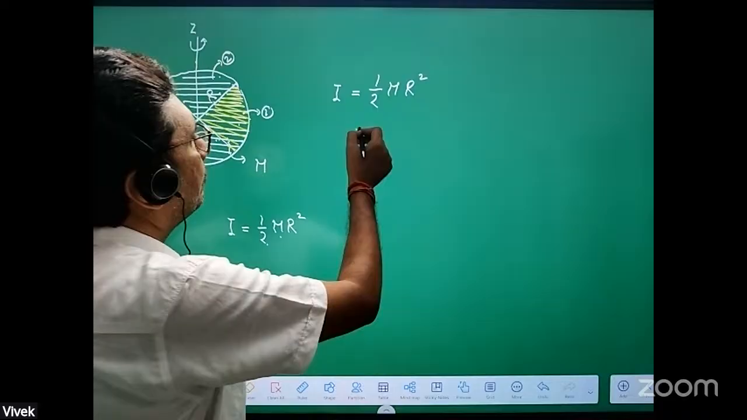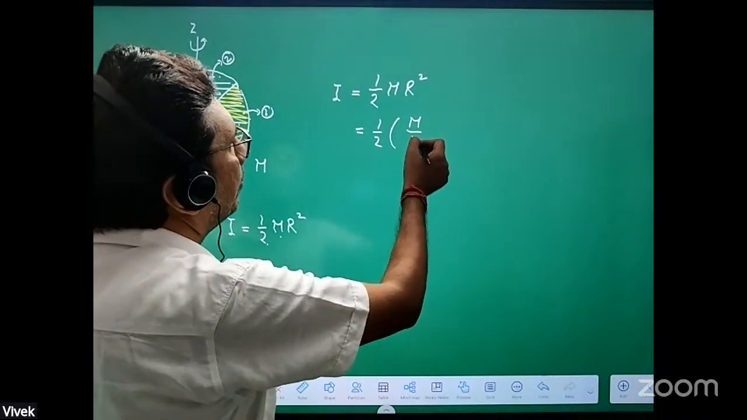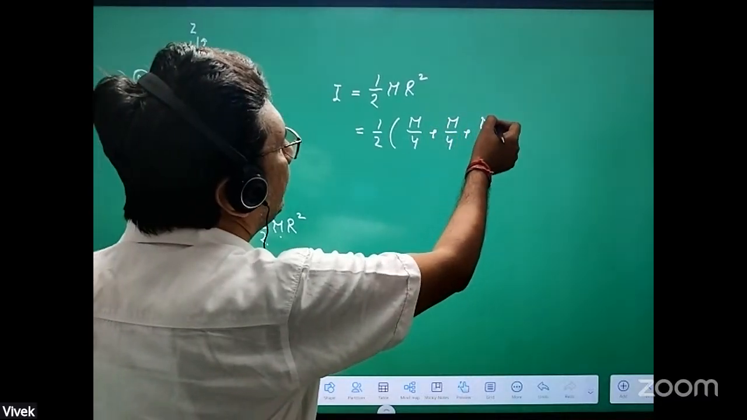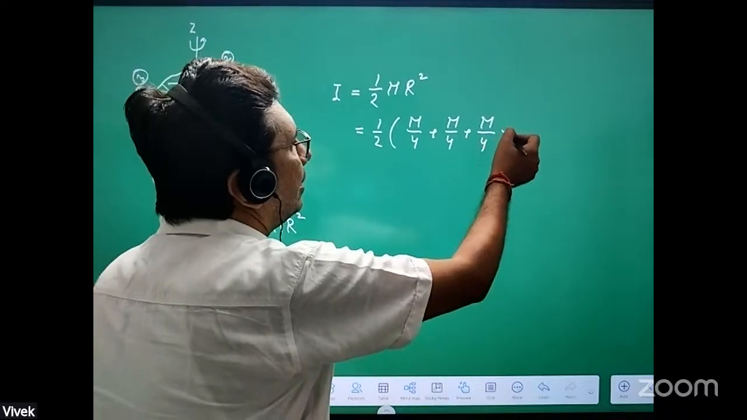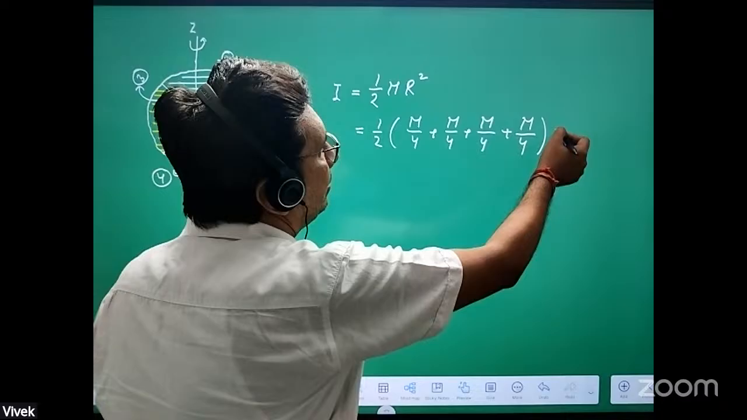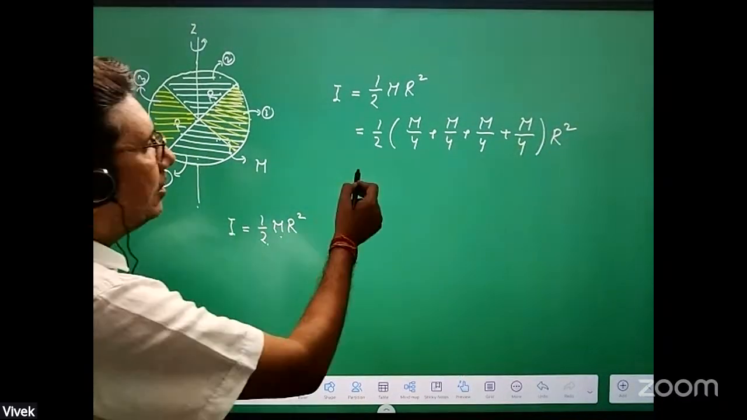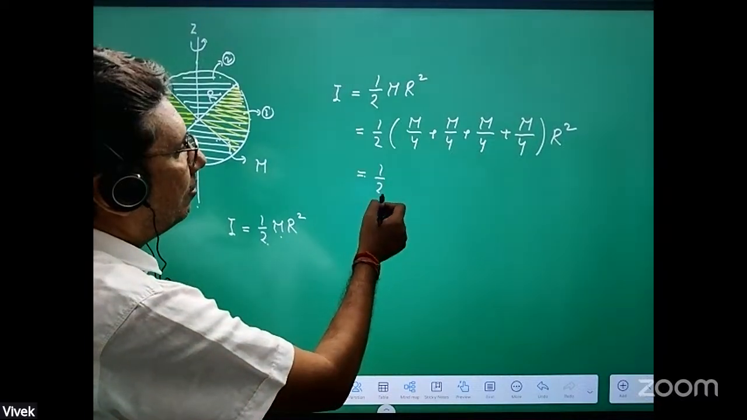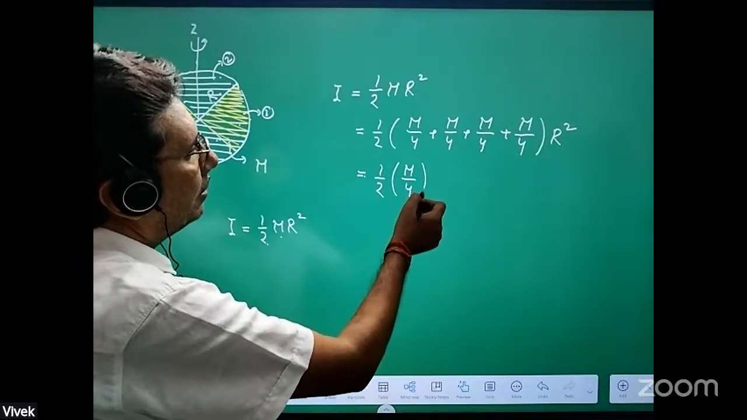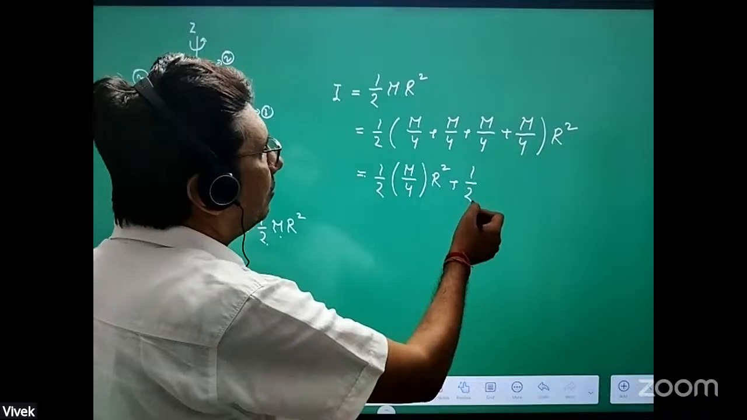So this will be 1 by 2, 4 times m by 4. M by 4, M by 4. You have divided this mass into four symmetrical parts. You have divided this disk into four symmetrical parts. So what will be the moment of inertia of the one part? That will be 1 by 2 mass of the quarter of plate into r square. Plus for second it will be 1 by 2.